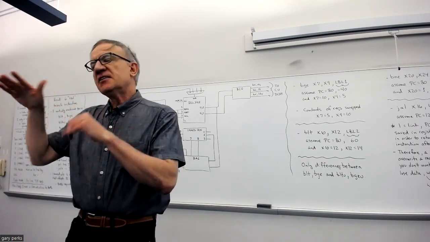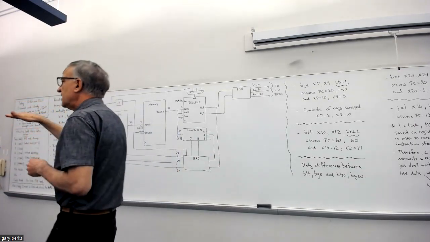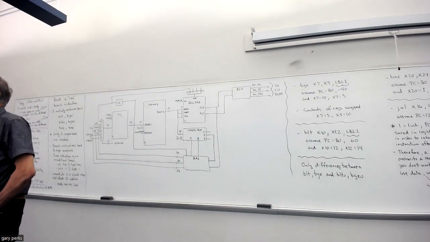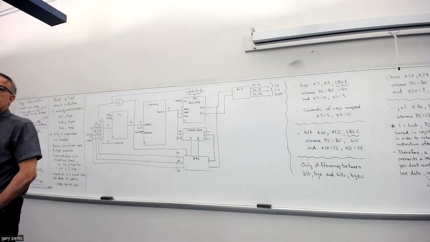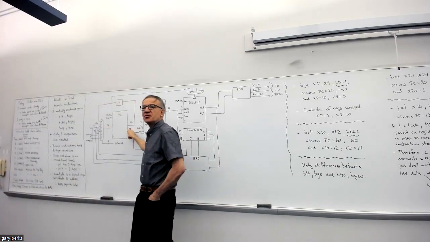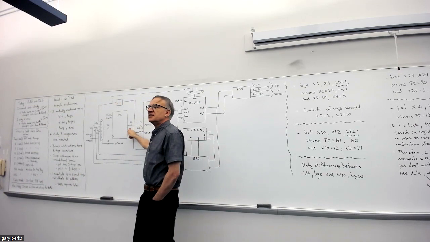Because what you're going to see is the way the hardware gets the jump or the branch to happen is it provides an offset to the program counter, right? Because what is the program counter providing us again at the output? What's here at this output? What is it?